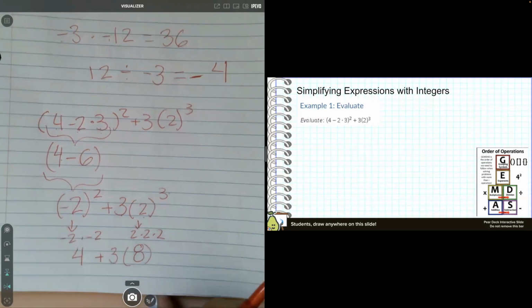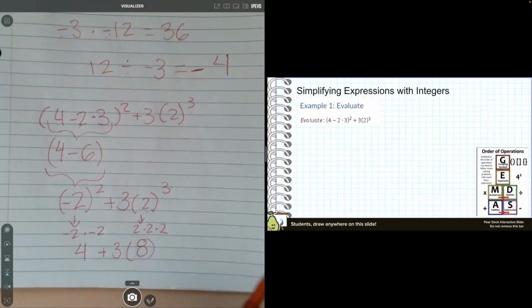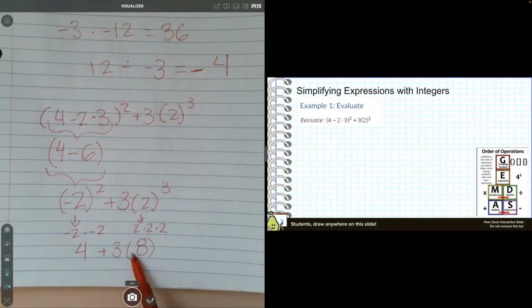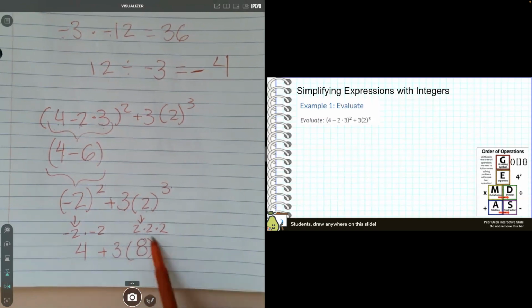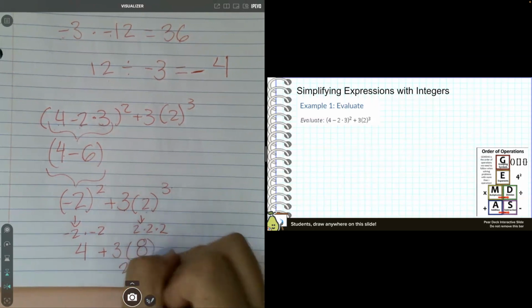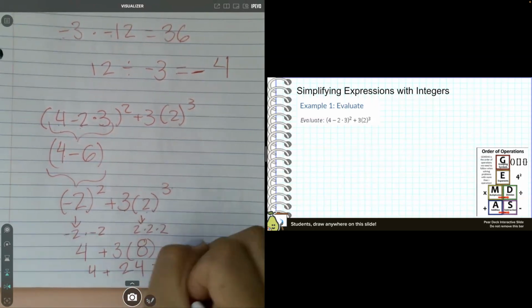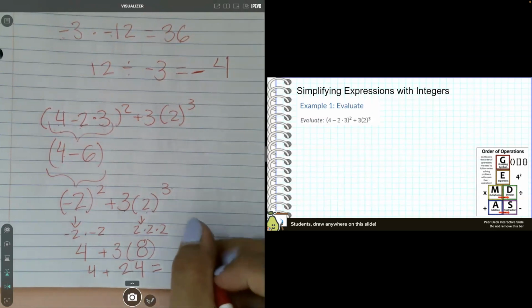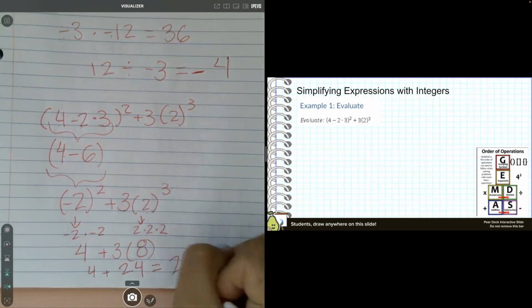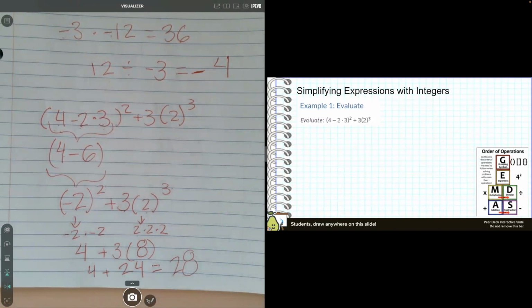Now that I've solved all the exponents, I go to multiplication or division. Left to right, I find this multiplication problem. 3 times 8 is 24. So once that's solved, it's just addition left. 24 plus 4 will give us 28. So we just performed all these steps of evaluating in order, following order of operations.